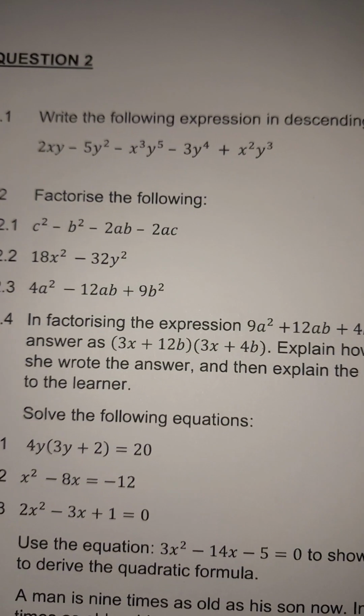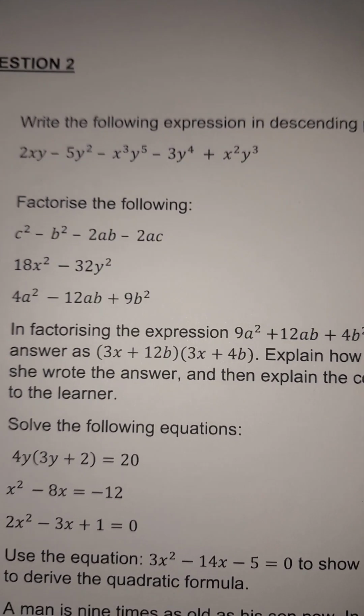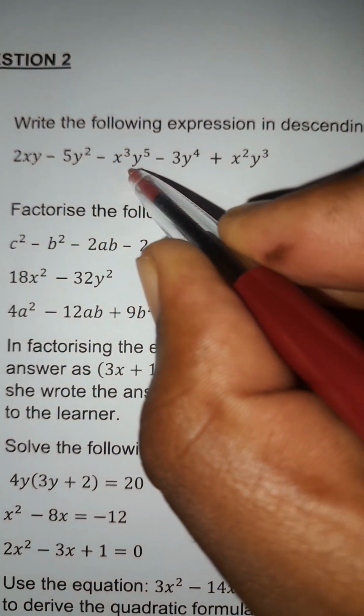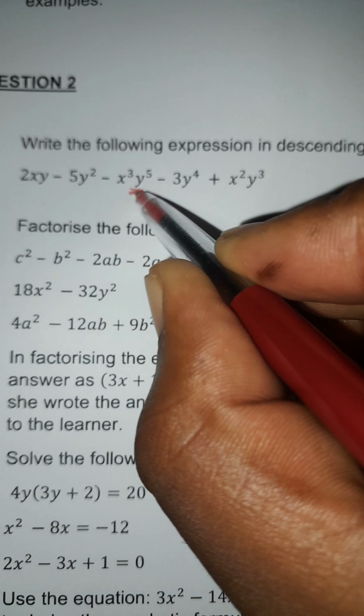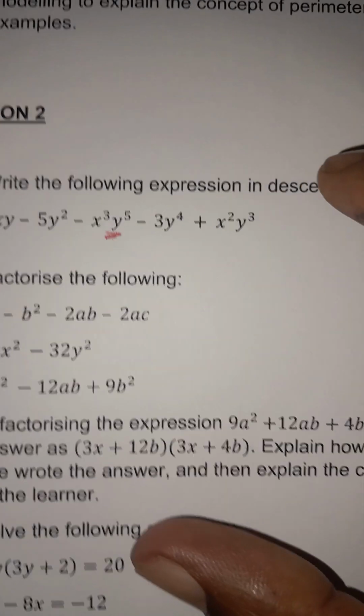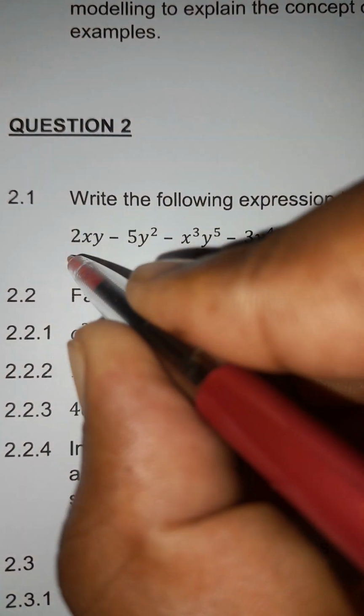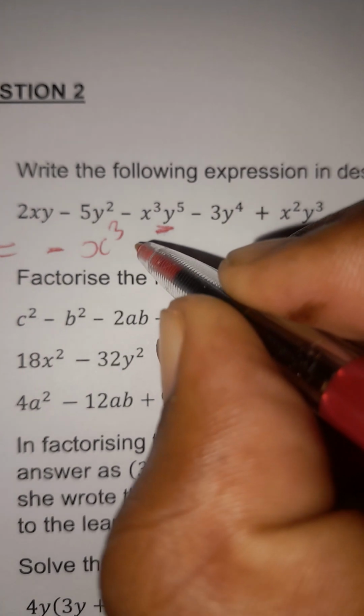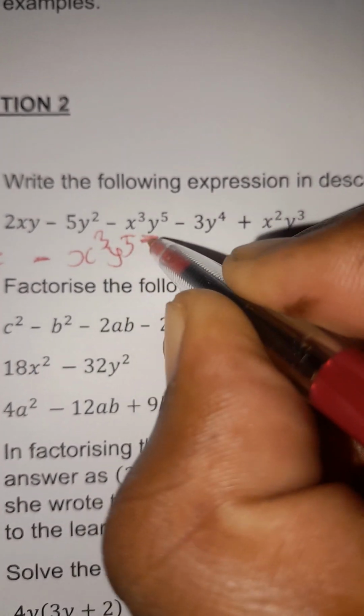this into practice. First things first, we can start with this one, which has power of 5, negative x cubed y to the power of 5. So in this case, let me just write it here. It will be negative x cubed y to the power of 5.